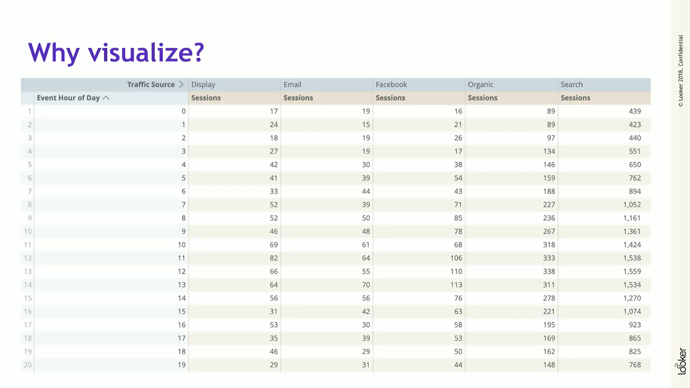Let's say that we work for an e-commerce company and we're analyzing website traffic throughout the day across different acquisition sources. I have this data shown right now on the slide as a table. Do you notice anything interesting right away? I can see the exact number of sessions by the hour of the day and the acquisition source, but it's pretty difficult to see any patterns or trends here.